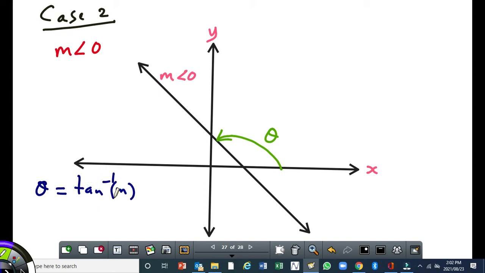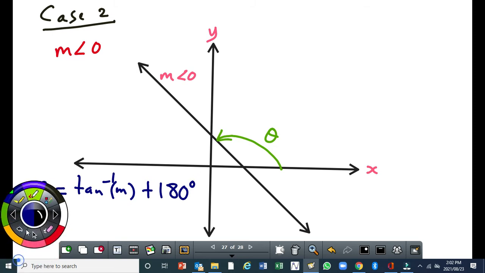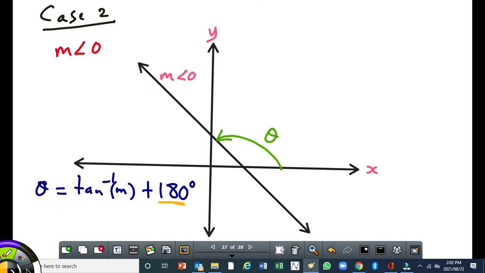Now, when the gradient is negative, shift tan of a negative value will give you a negative acute angle. Now, the angle of inclination is always positive. It's never negative. Therefore, we add 180 degrees. This comes from the general solution. Okay? We add this 180 degrees in order for us to make the angle of inclination a positive angle.